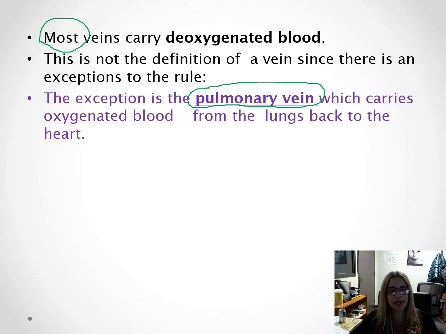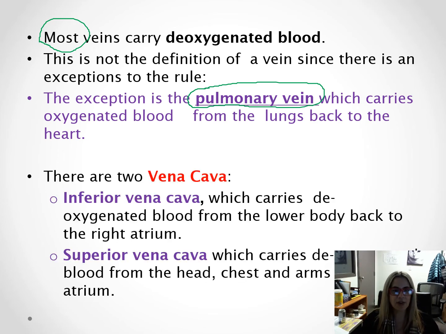So pulmonary again remembers lungs, right? So pulmonary artery, blood away from the heart because it's an artery, blood away from the heart to the lungs to get more oxygen. Pulmonary vein because it's a vein, blood back to the heart after it's picked up oxygen from the lungs. Okay, so that's our exception.